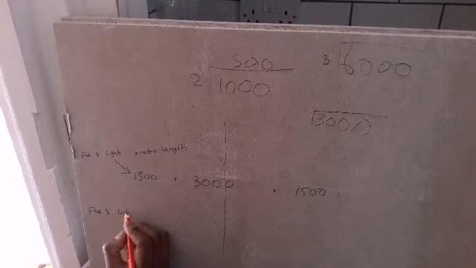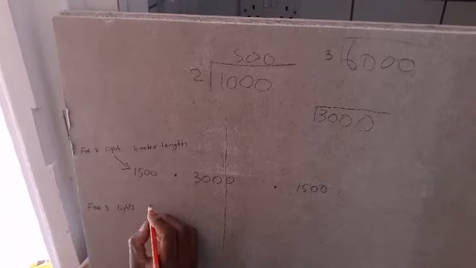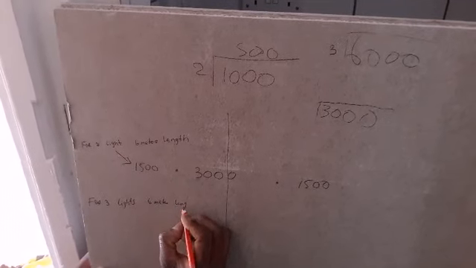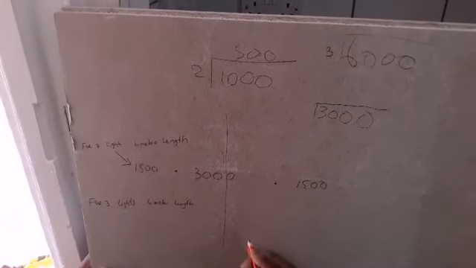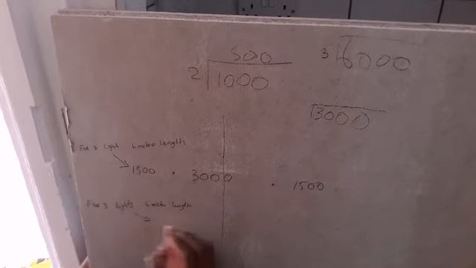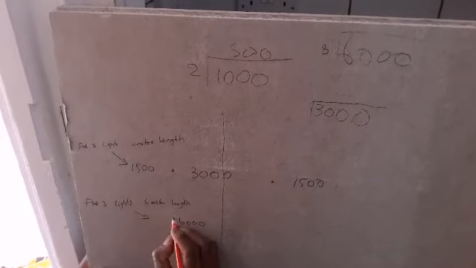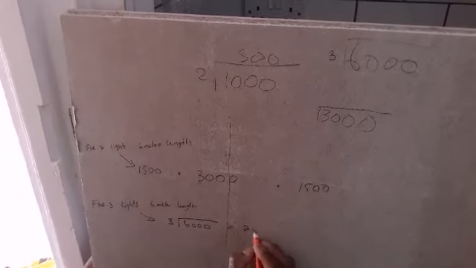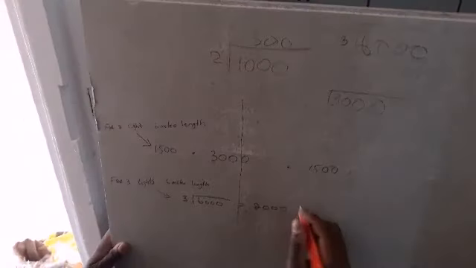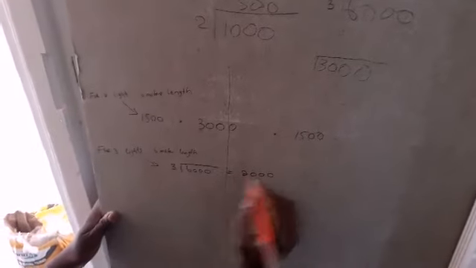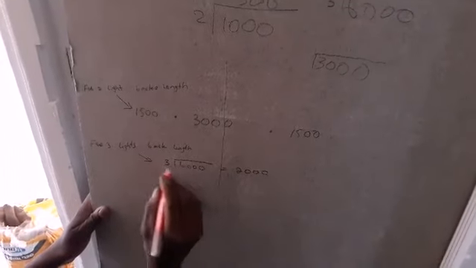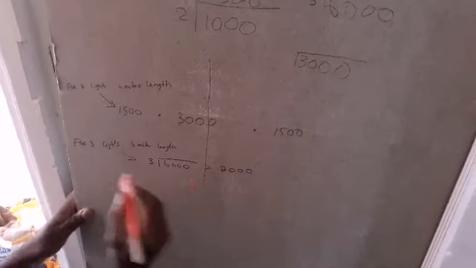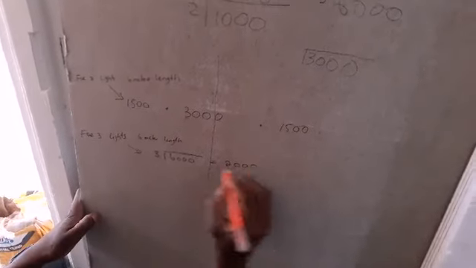3 lights, 6 meter length. So it's a 6 meter, 6 meter divided by 3 equals 2,000. Because this gives 3,000. So you change it now to 3 lights. Yes, sorry. And then you say half.